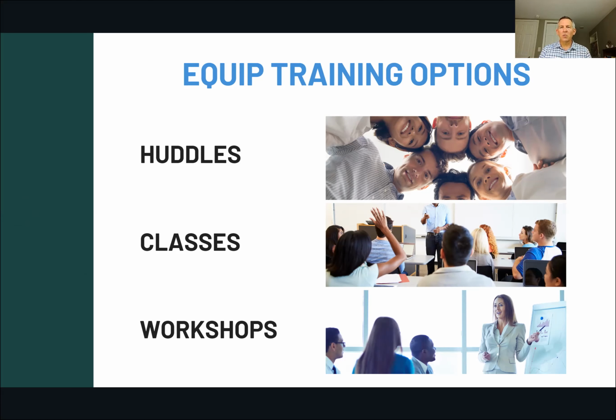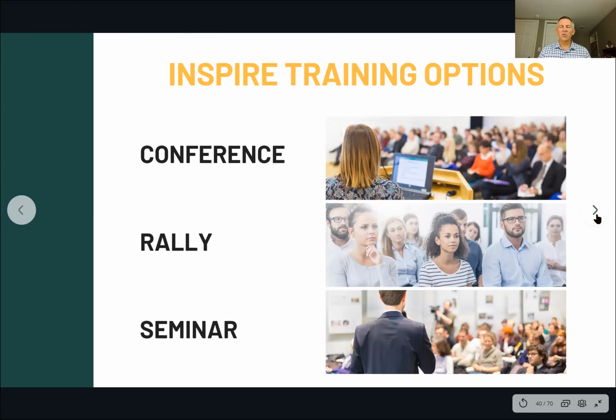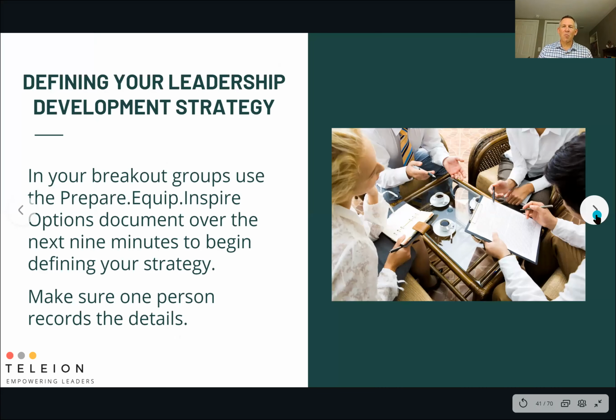Just so you know, at the church I was at most recently, we chose to use apprentice for how we were going to prepare our leaders. And then we chose huddles for how we were going to provide the equip training that they need to be successful long term. And then we planned 2 events a year for inspiring. And we tended to use what would be defined here as the conference. And there's 3 options: conference, a rally, or a seminar. And all of these options are important.